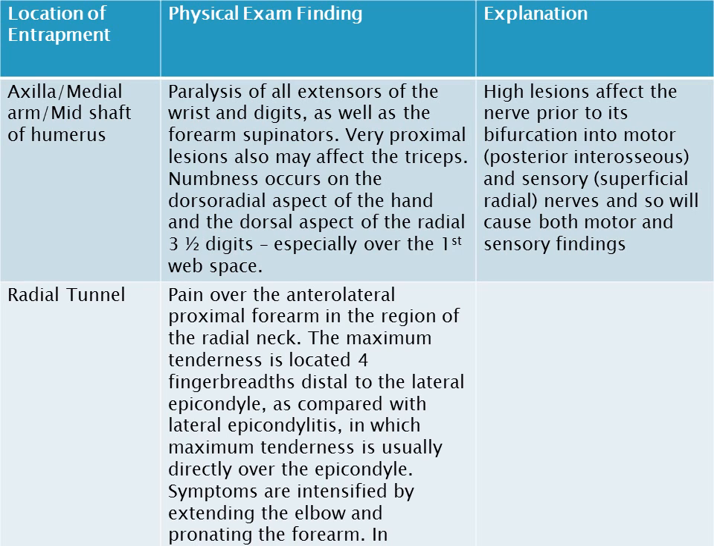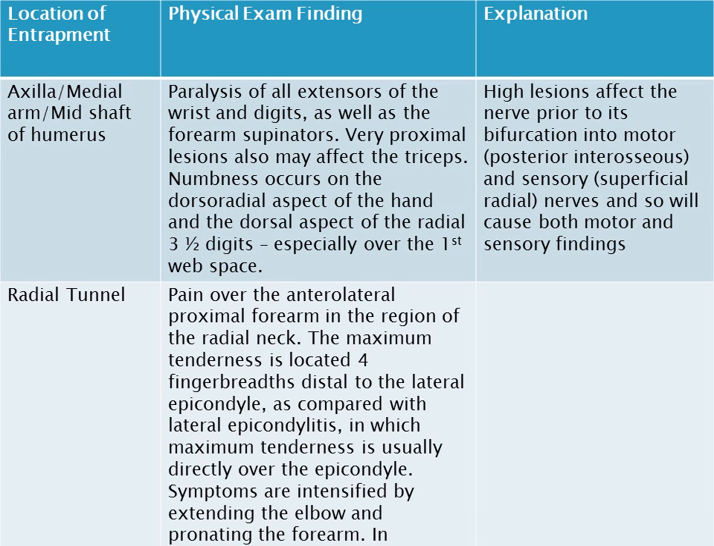Generally, lesions lower down, like at the radial head and just below the elbow, in the area of the radial tunnel. And we talked about 4 different types of entrapments in the radial tunnel. On physical exam, you're going to find pain and tenderness to palpation over the anterolateral proximal forearm in the region of the radial head and neck.